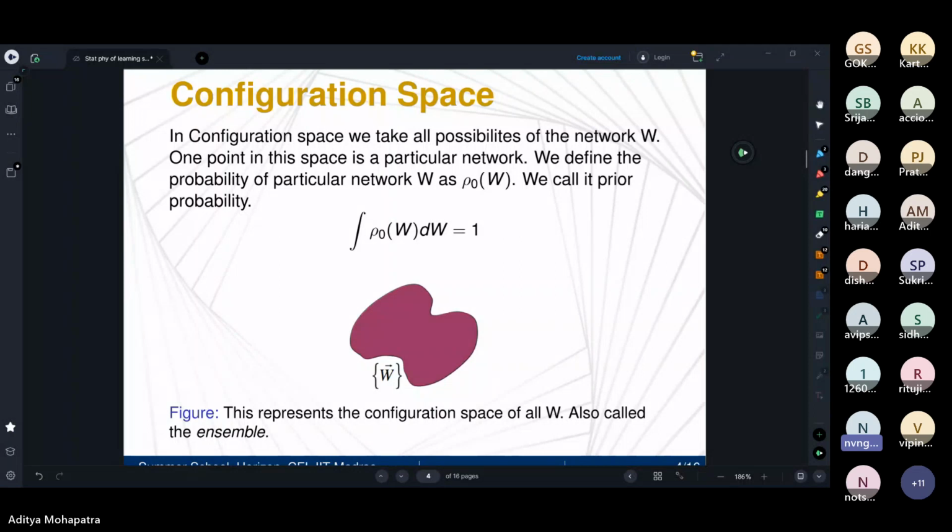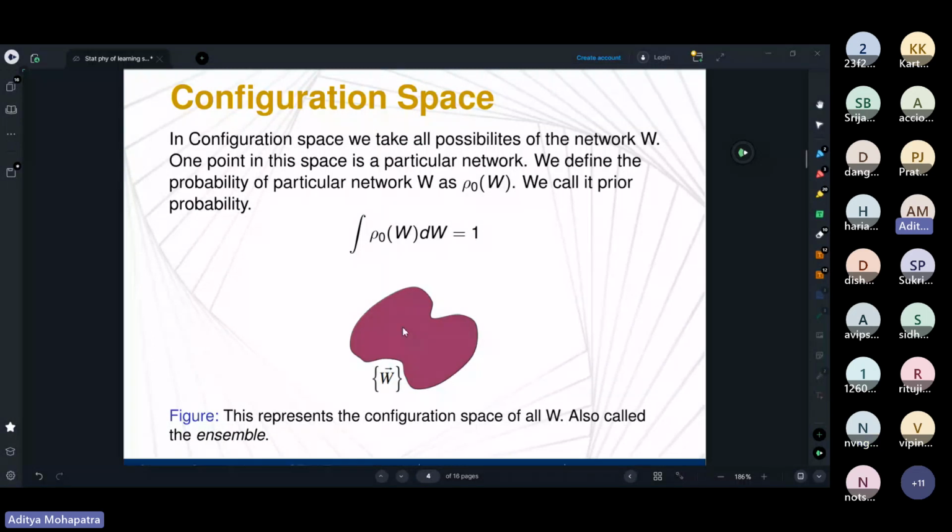So rho naught W includes points that are present in the space that is given to us. Rho naught W is the probability of choosing that point. Like there's a particular W. Out of all possibilities, the probability of choosing that particular W is rho naught W. And the dW is a small difference, like normalization. The sum of all probabilities would be one, right? Since all W are continuous, instead of summation, we do integration.